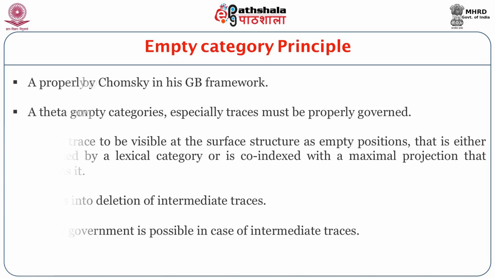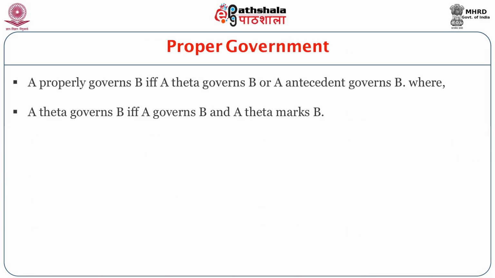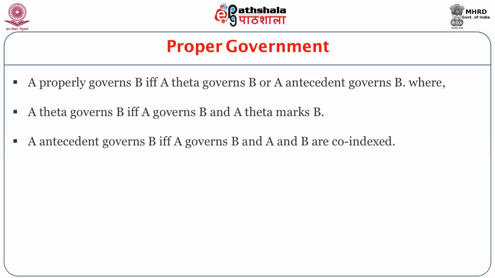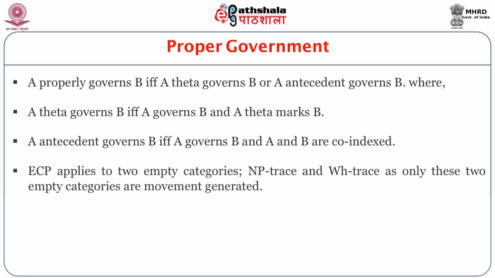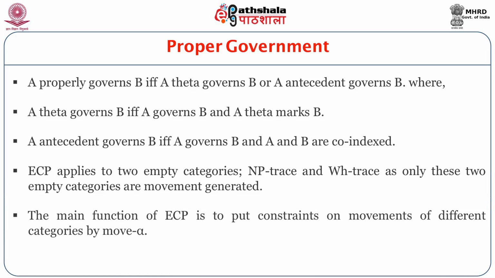What is proper government? A properly governs B if A theta governs B, or A antecedent governs B, where A theta governs B if A governs B and A theta marks B. A antecedent governs B if A governs B and A and B are co-indexed. ECP applies to two empty categories, NP trace and WH trace, as only these two empty categories are movement generated. The main function of ECP is to put constraints on movements of different categories by move alpha.